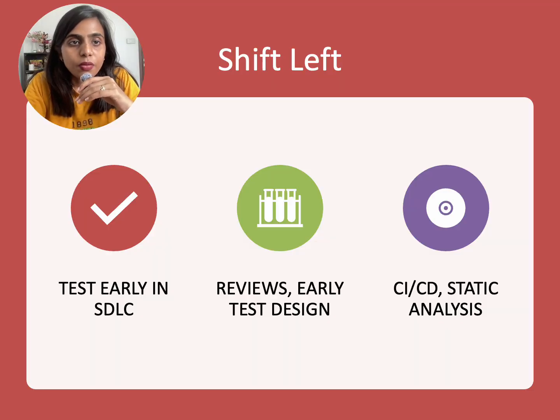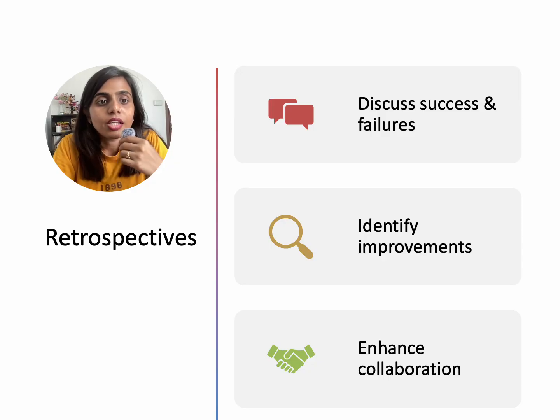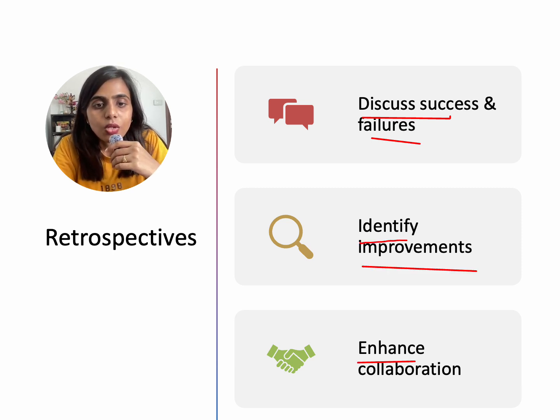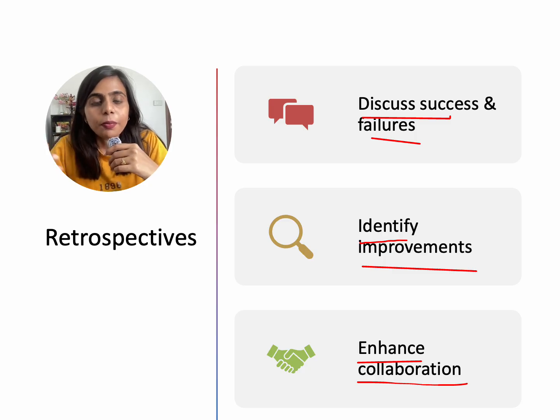Then we have the shift left approach, which we saw in the previous module also. You test early in SDLC, review early, test design early, and use CI/CD. With the help of CI/CD, you will be able to perform rigorous automated regression testing. Okay, then we saw retrospectives, in which we discuss what was successful, what was not successful. If not successful, what were the improvement points, and we enhance collaboration. We keep track of those improvement points and how they are getting implemented in the next iteration cycles.